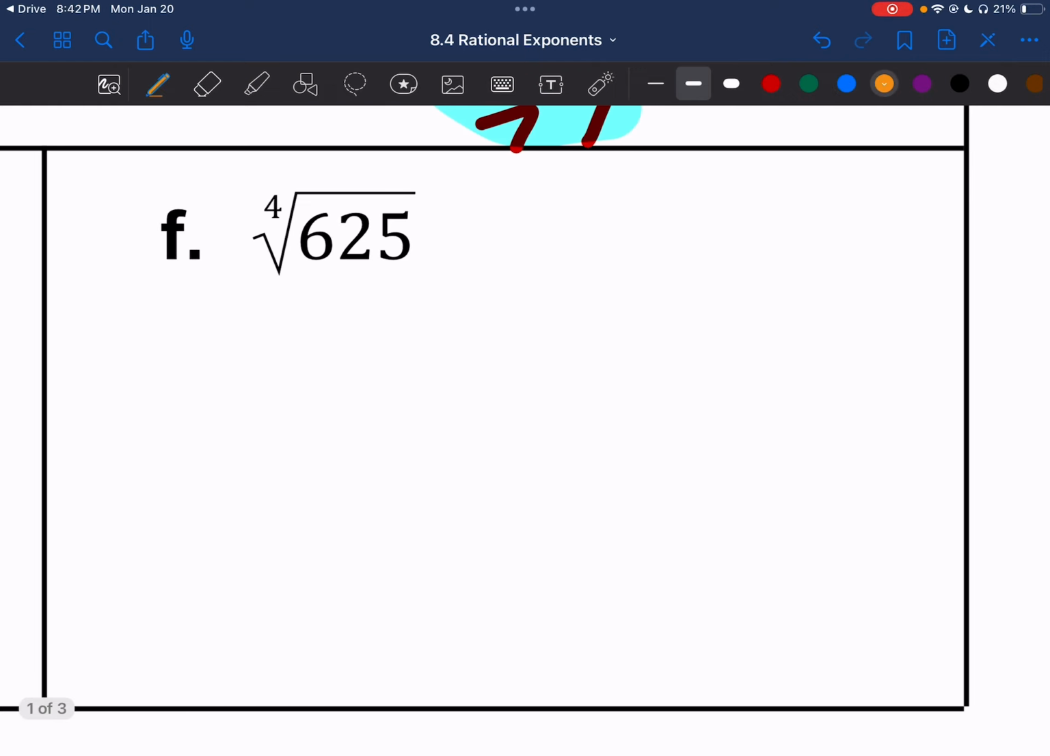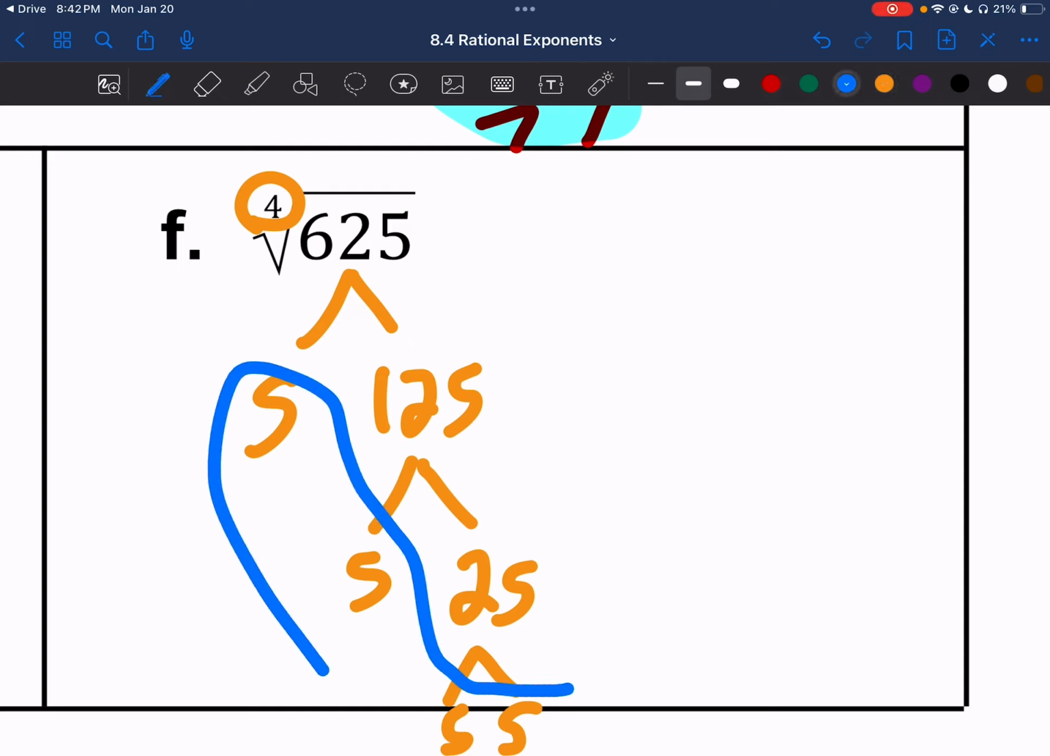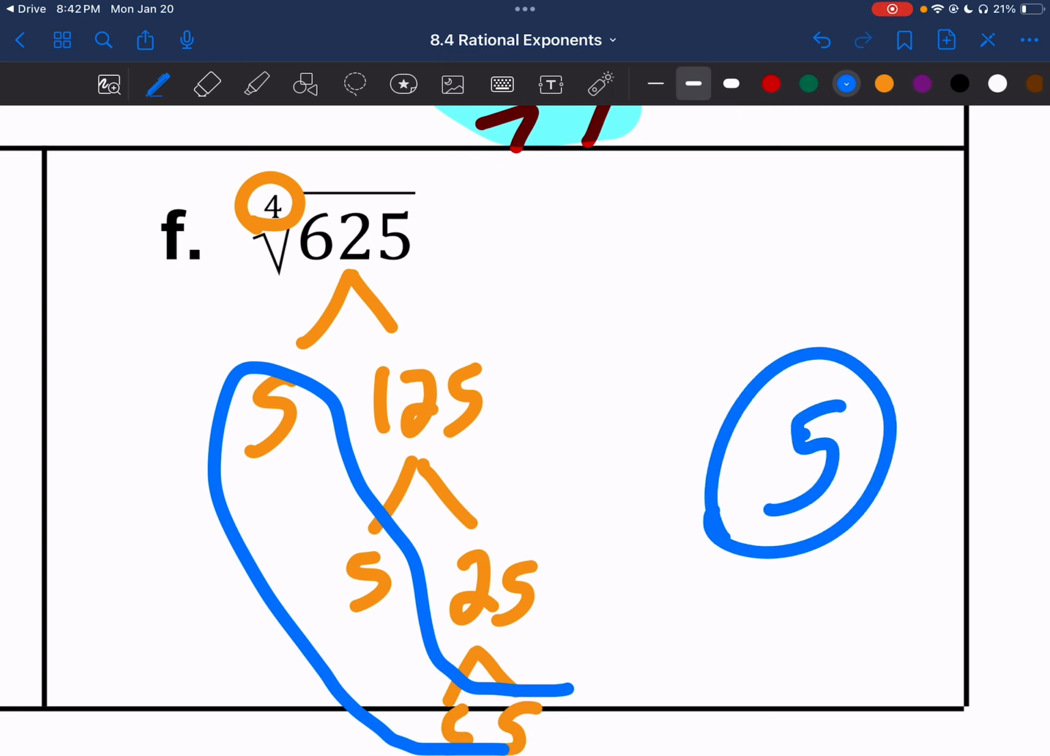Letter F, 625, and again we're looking for that fourth root. So 625, we've got 5 and 125, and then we just broke this down a little bit ago. And so now, as we see it, we've got 1, 2, 3, 4 fives, and so we have a 5.